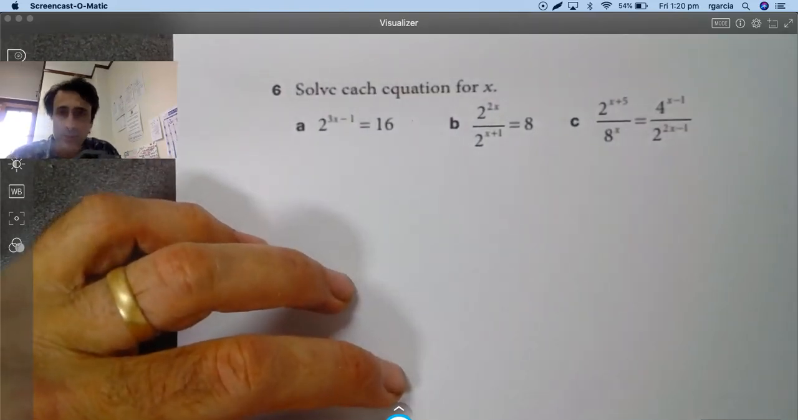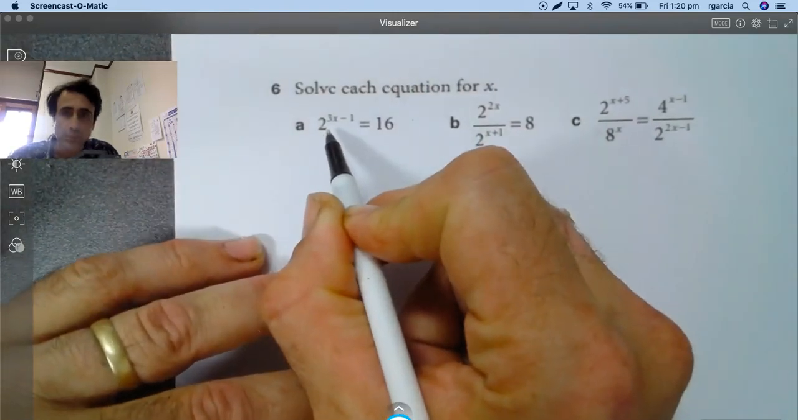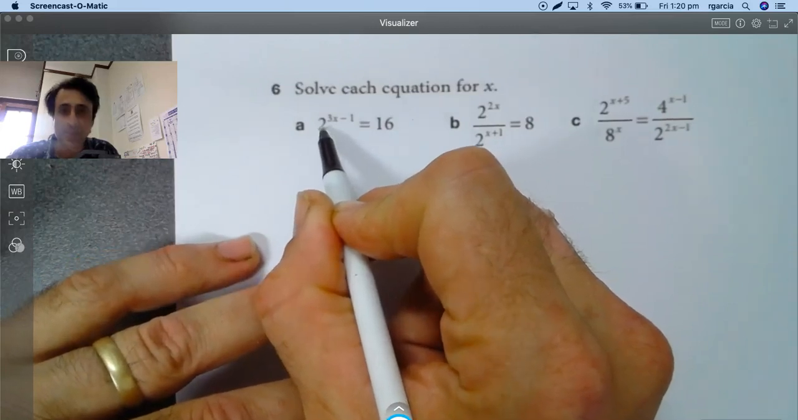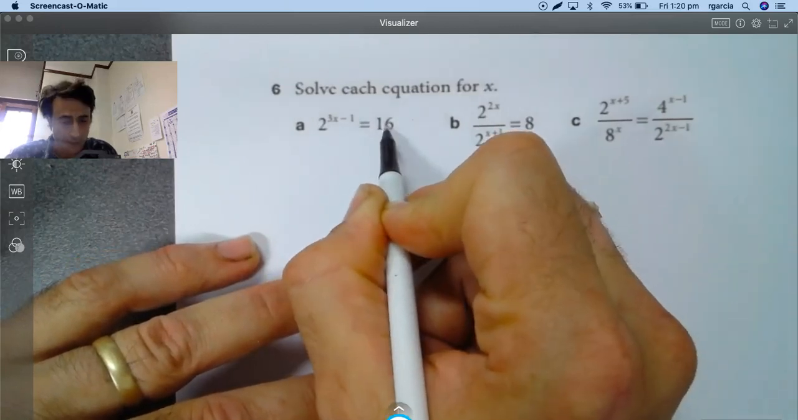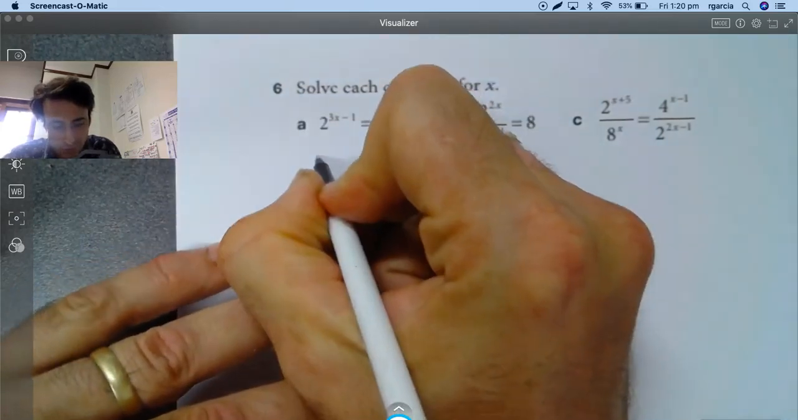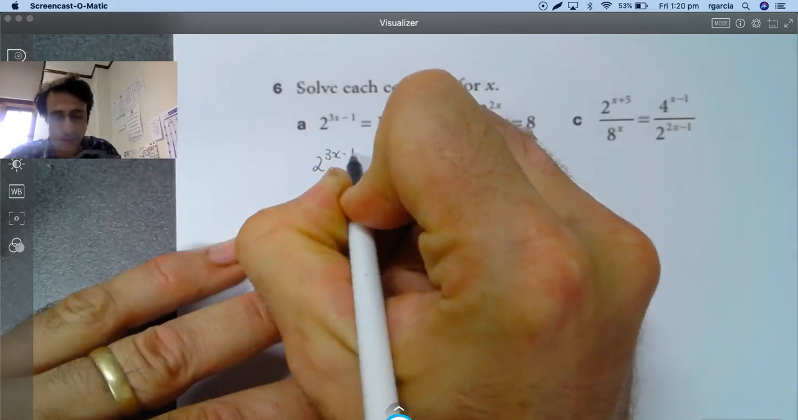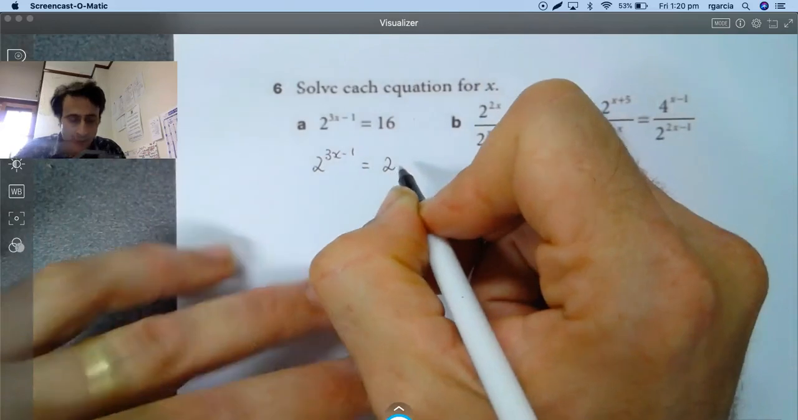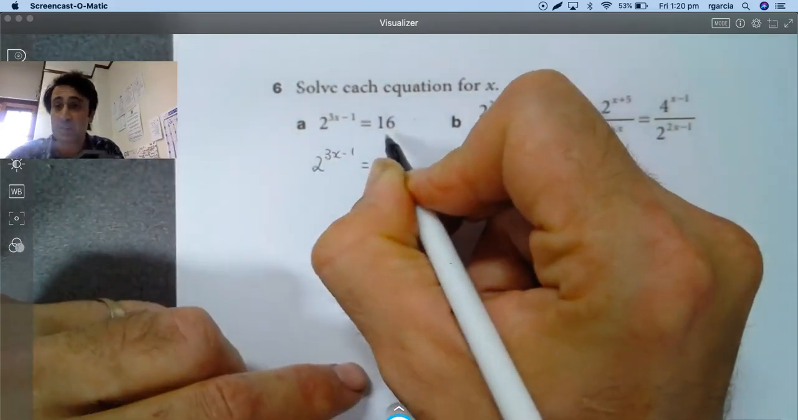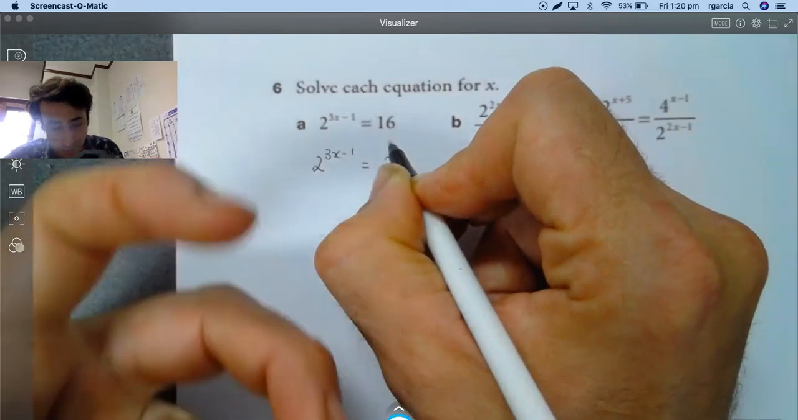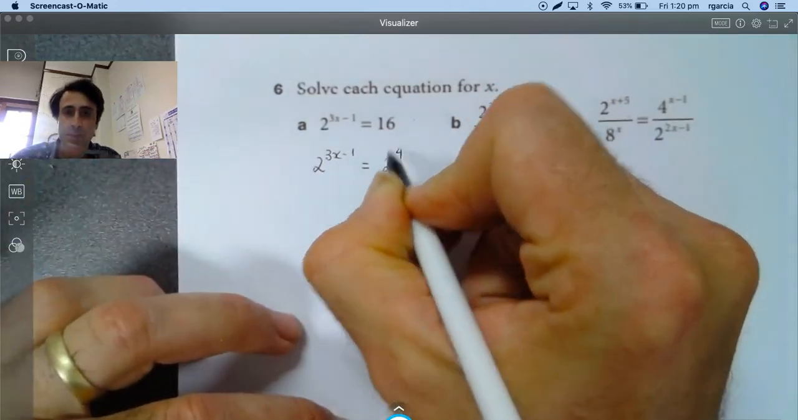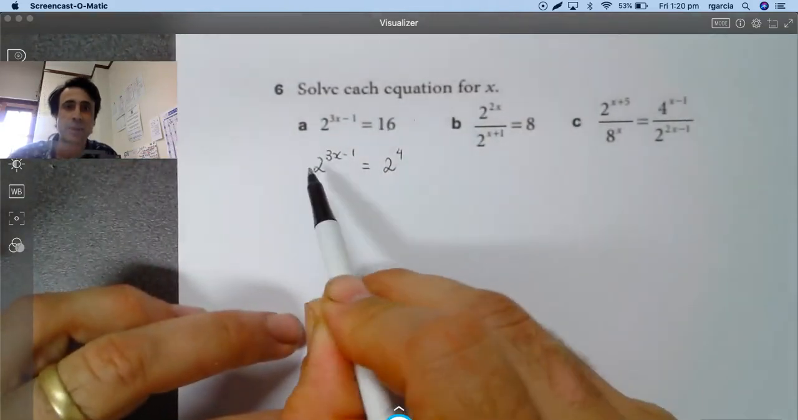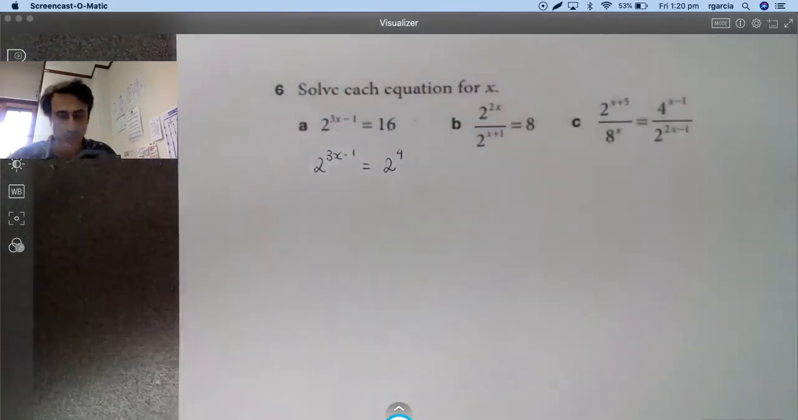Now when it comes to dealing with these, what we need to appreciate is that there's always a relationship between the 2 and that 16. And by that I mean that 2 to the power of 3x minus 1 is equal to 2 to the power of what? Which makes 16. I know that 2 squared is 4, 2 to the power of 3 is 8, 2 to the power of 4 is actually equal to 16. And I can rewrite 16 so that these two now have the same base.